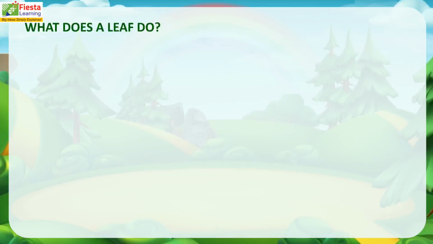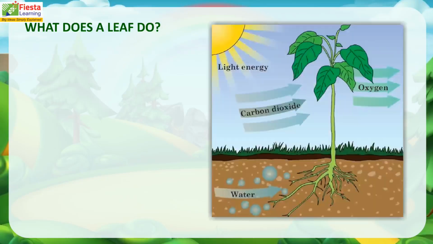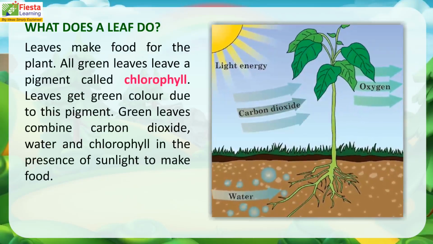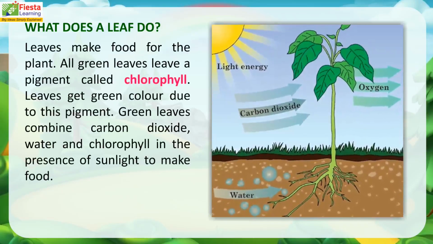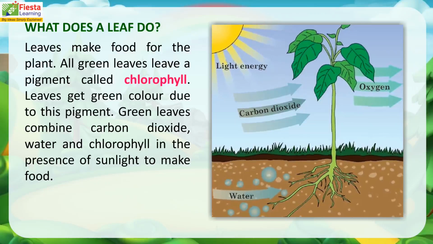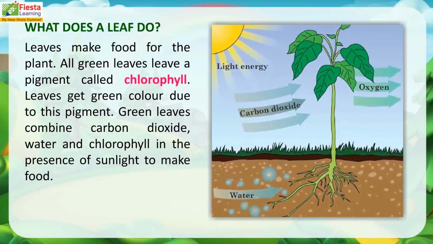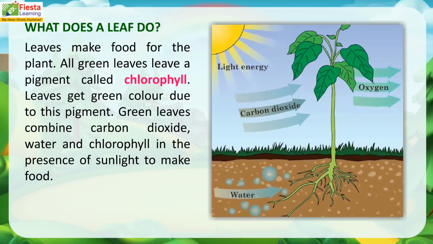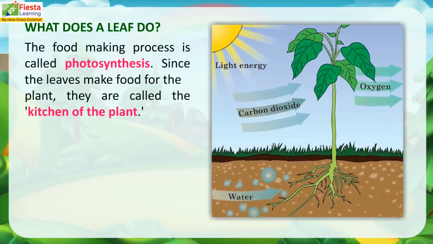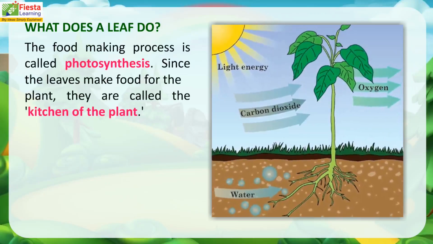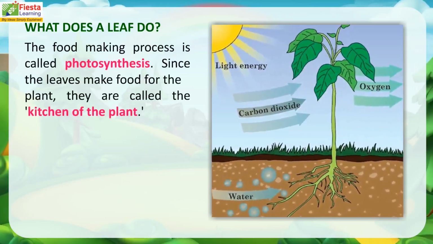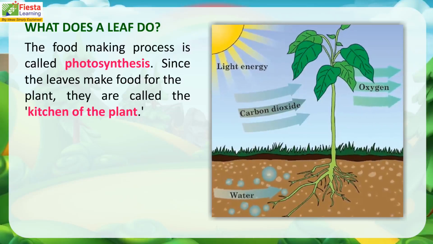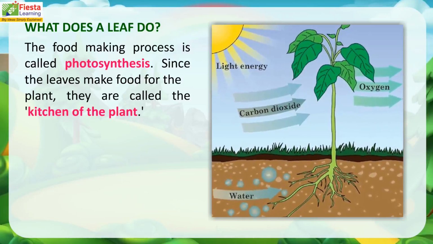What does a leaf do? Leaves carry out some important functions. Leaves make food for the plant. All green leaves have a pigment called chlorophyll. Leaves get their green color due to this pigment. Green leaves combine carbon dioxide, water and chlorophyll in the presence of sunlight to make food. The food-making process is called photosynthesis. Since the leaves make food for the plant, they are called the kitchen of the plant.